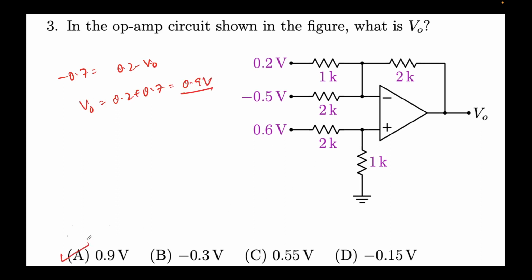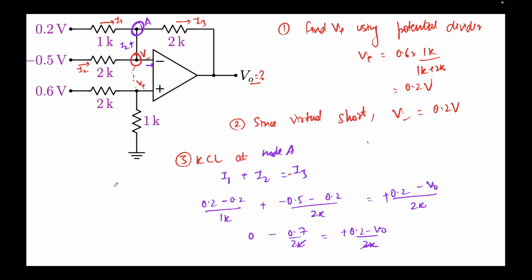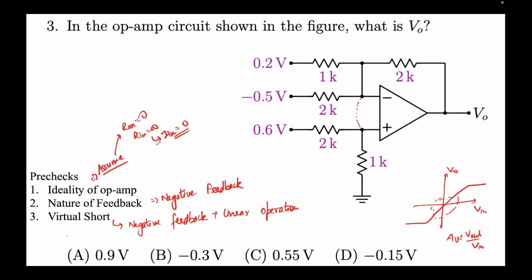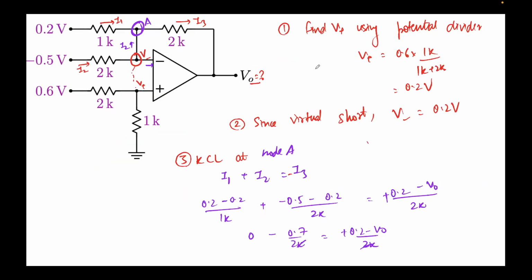Now just to quickly summarize what we did. Remember all this, it is important. I'll keep repeating them, right? So first we find out the potential V plus, which is simple, this is nothing but a potential divider. We obtain it as 0.2 volts. Due to the virtual short condition, the voltage at this negative terminal will also be V minus, and the voltage at node A will also be V minus, which happens to be 0.2 volts.